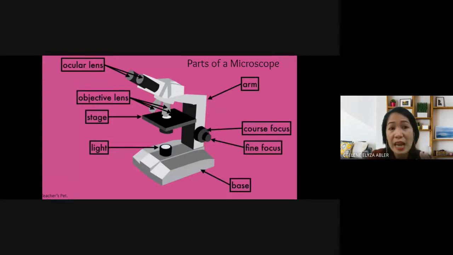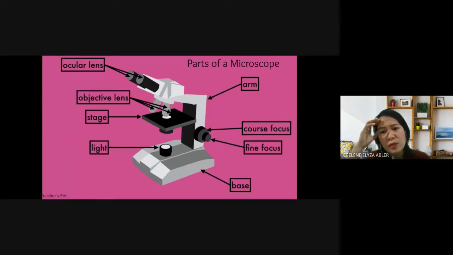And for the light source, hindi na siya yung mirror. Dati kasi we have the mirror. Unfortunately, wala nang mirror yung mga bago ngayon, yung binigay ng DepEd. Ang iba kasi na student microscopes, they need batteries, but others would need, isaksak mo talaga siya para may light source ka. Ganun ang bago ngayon. Okay?